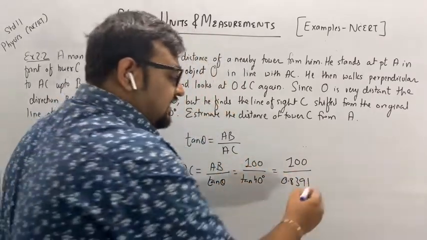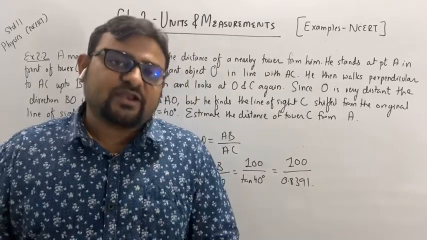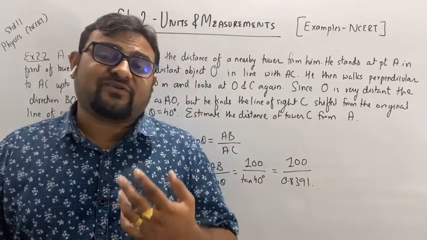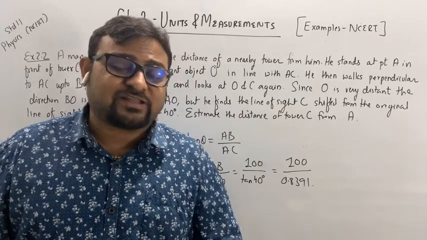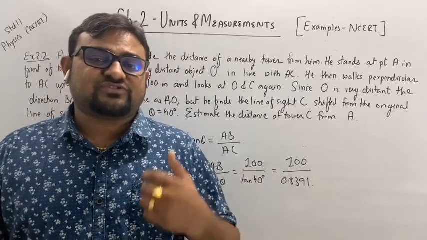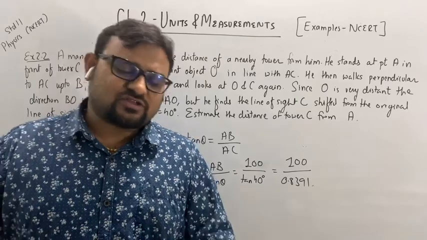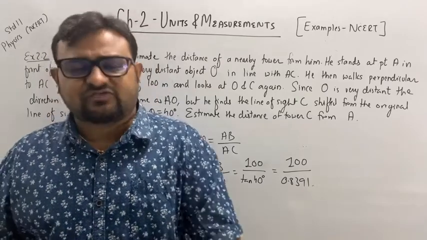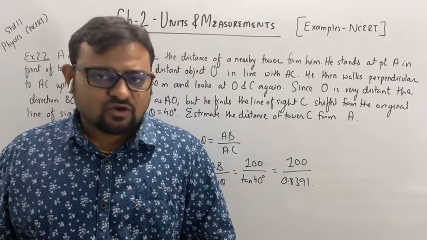Now, how did I get this 0.8391? For that, you have to use the trigonometric table. You might already be familiar with the logarithmic table, right? Similarly, there are trigonometric tables for sine and tan also. Clear? For cosine, it's complementary to sine, so you can find it out if you have the value of sine. And the same way for cot.